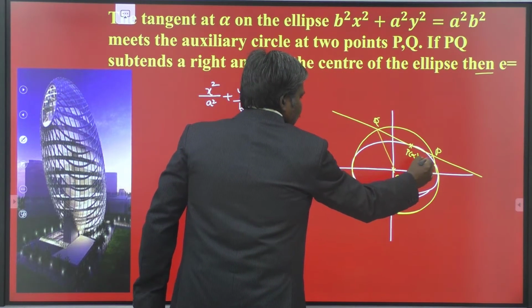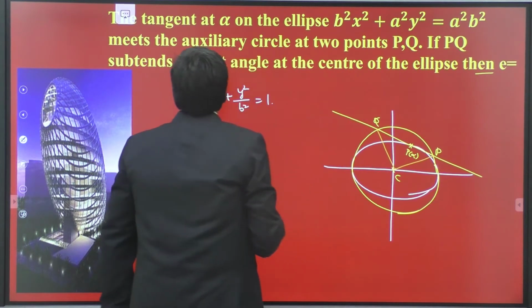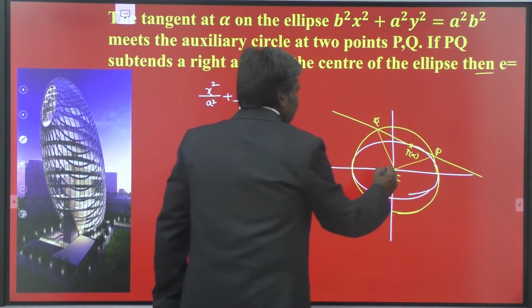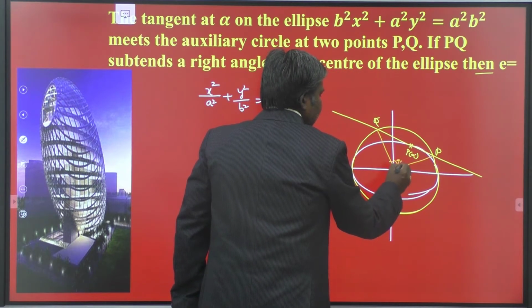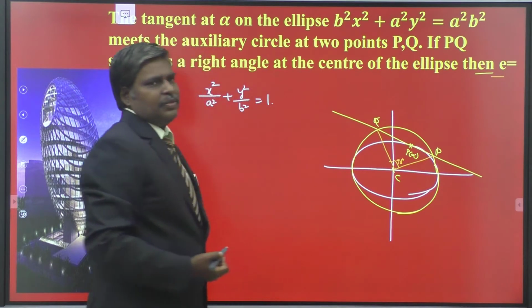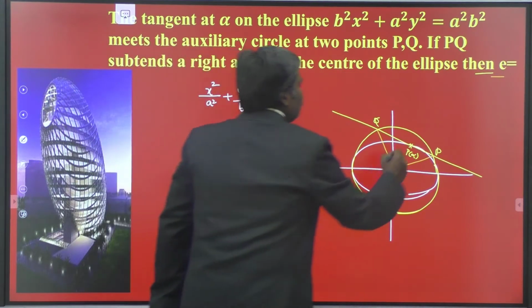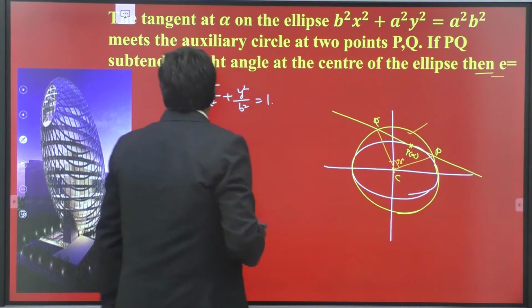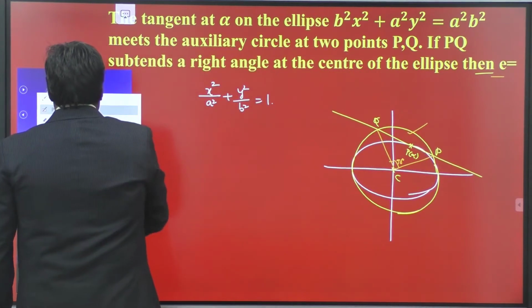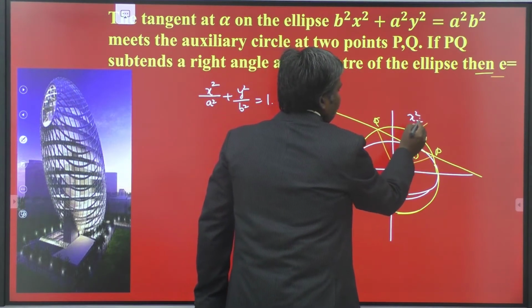By joining these points of intersection to the origin, PQ subtends a right angle at the center. This is 90 degrees. Now we have to calculate the eccentricity of the ellipse. This is the concept. So we have this equation. What is its equation? x square plus y square is equal to a square. This is the auxiliary circle. Clear?